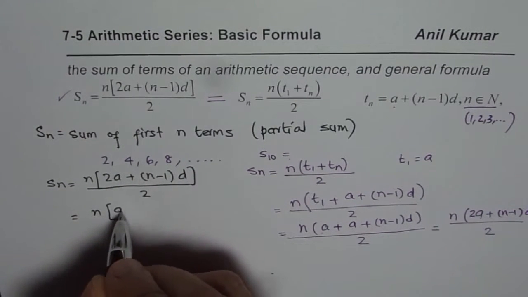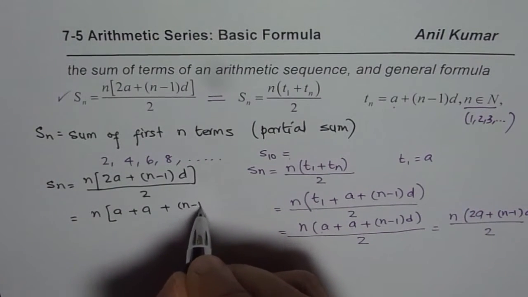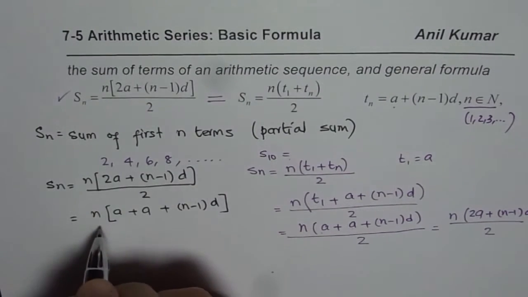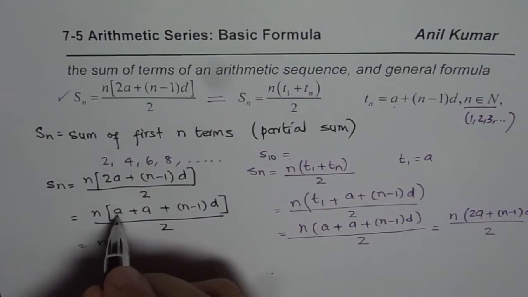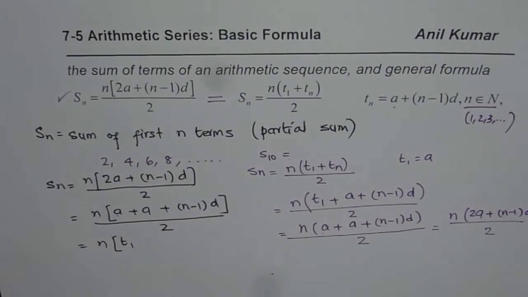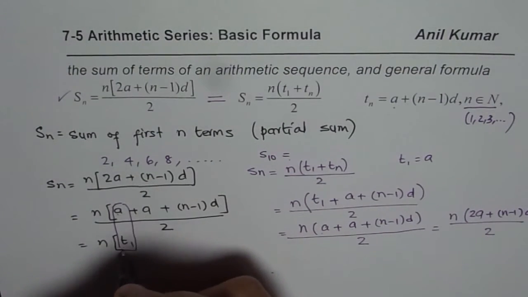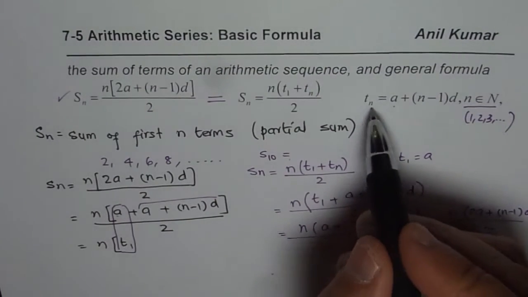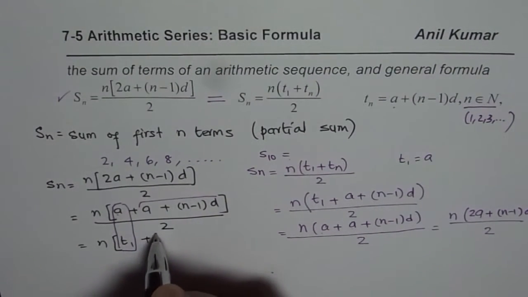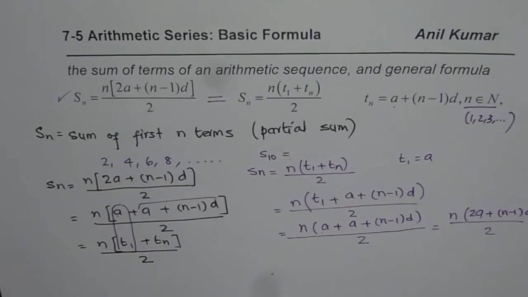2a, let me write this as a plus a. A plus a is 2a, right? Plus n minus 1 times d, divided by 2. Now as you know, a is the first term. So this a I could write as t1, correct? So this a is the first term. And all this is the nth term, tn, right? So I write this as plus tn, divided by 2. So you get the second formula. So both are exactly the same formulas.